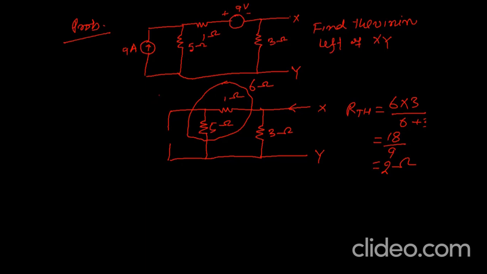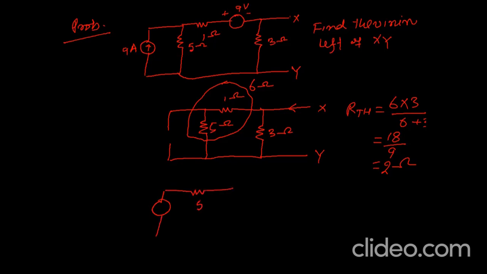So we have to modify this circuit. So how can we modify? Just convert this current source into a voltage source so that only one independent loop will be there. So the calculation of VTH we can find very simply. Let us see how we can do it.